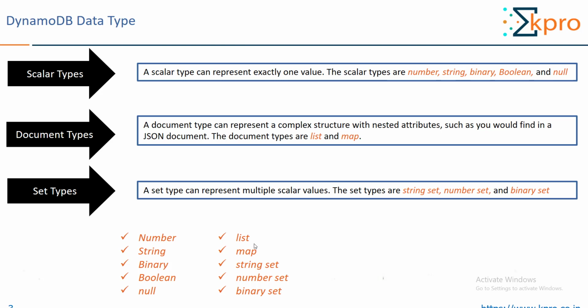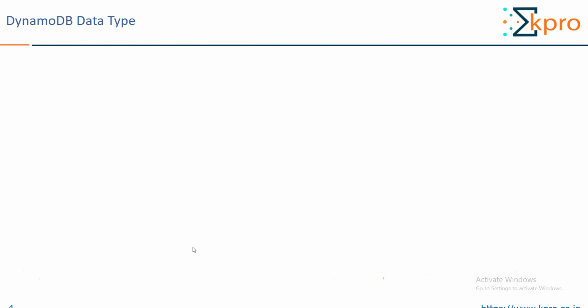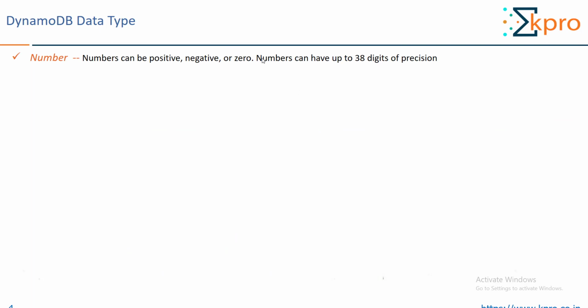Now we'll discuss one by one in detail. What is the number data type? A number can be positive, negative and 0. A number can have up to 38 digits of precision, like 9999 up to 38 digits you can store in a single column attribute where the number data type has been defined.